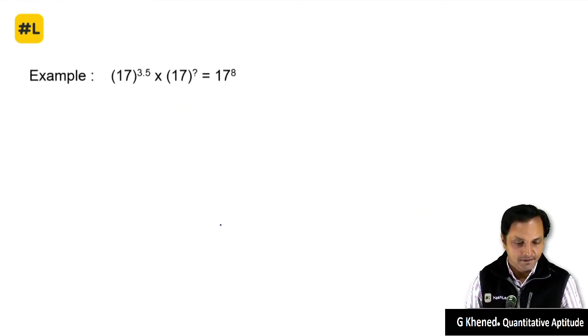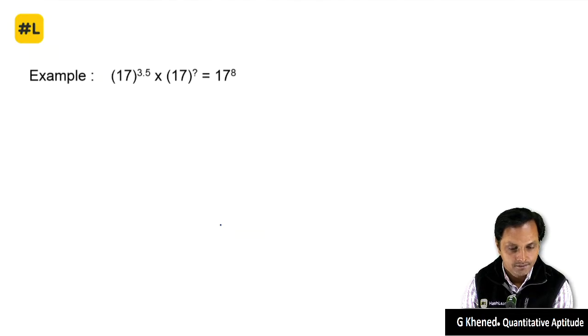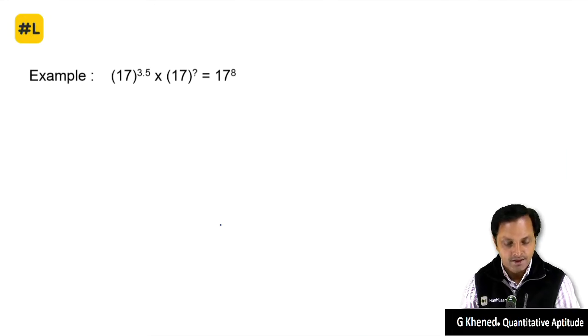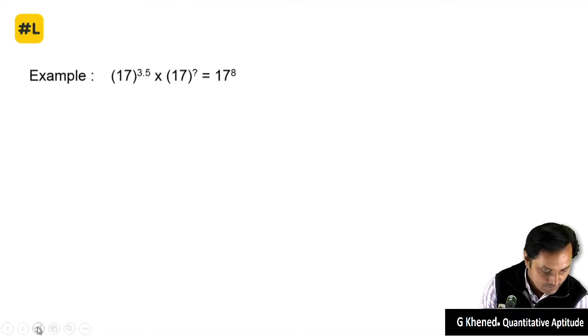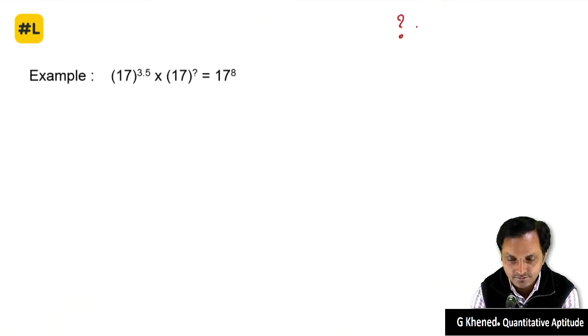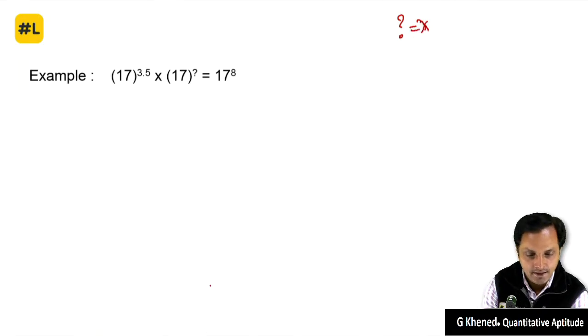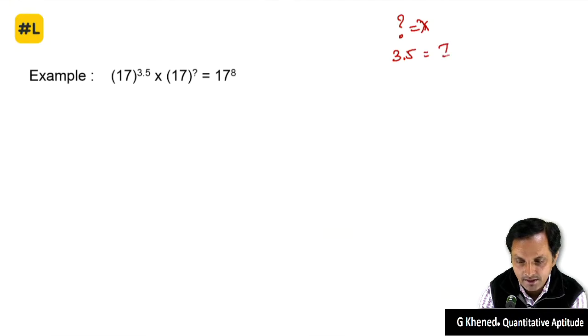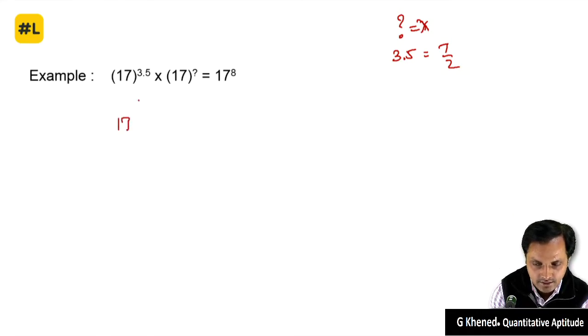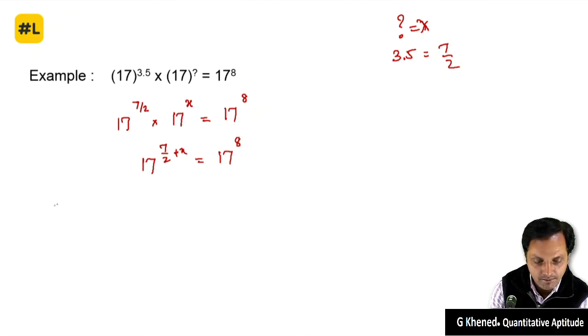Here is the second example. 17 power 3.5 into 17 power question mark is equal to 17 power 8. So what you can do here is you can take the power question mark as x. So you can write 3.5 as 7 by 2. 17 power 7 by 2 into 17 power x is equal to 17 power 8. So you can write this as 17 power 7 by 2 plus x is equal to 17 power 8. You can compare the powers.